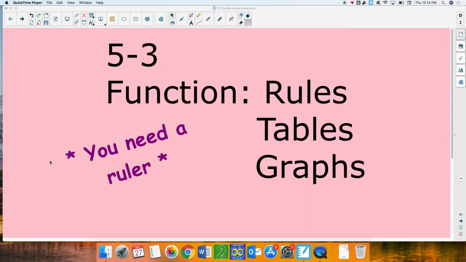5.3, we're going to look at functions and what they look like on a graph, and we're going to graph them using a table. So you need to make sure for the graphs we're going to do that you have a ruler or straight edge accessible, and you're going to want a calculator ready to go.